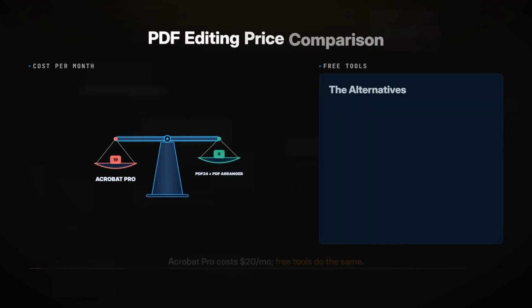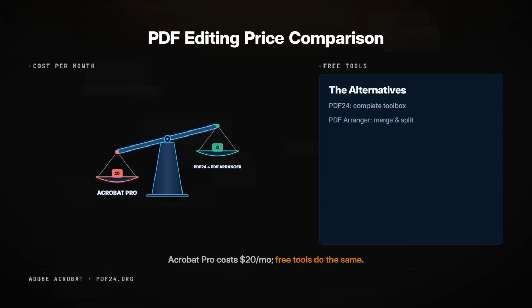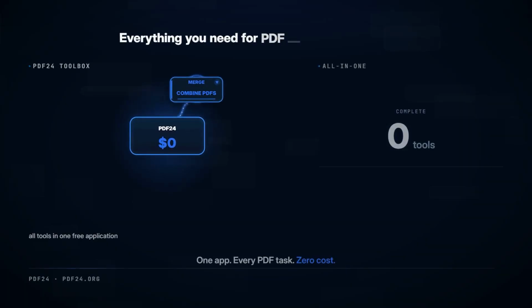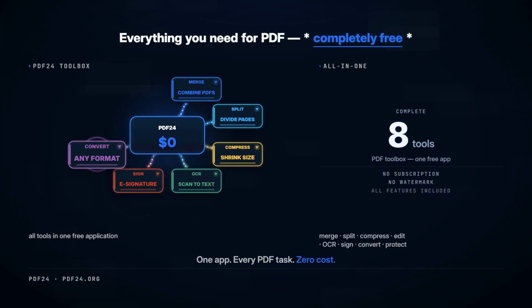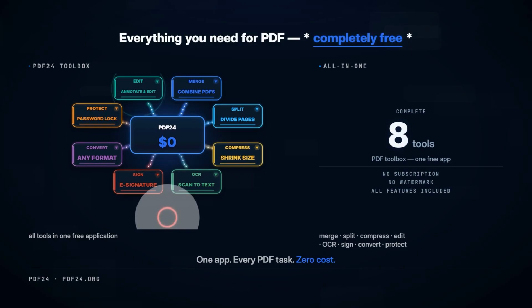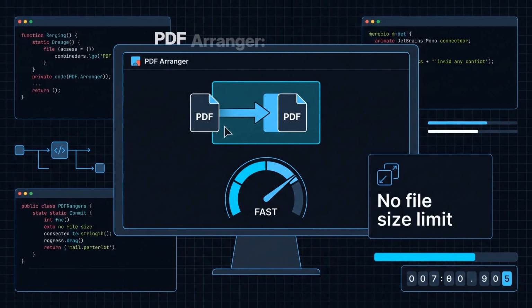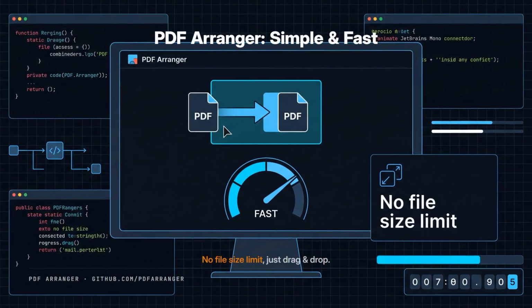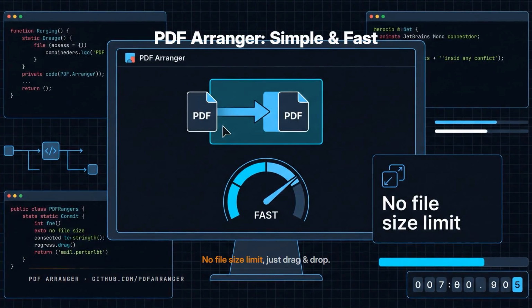Adobe Acrobat Pro is $20 a month just to edit PDFs. PDF24 and PDF Arranger do the same thing for free, no subscription. PDF24 is a complete PDF toolbox. Merge, split, compress, edit, OCR, sign, convert, and password protect, all in one free application. PDF Arranger does one thing: merge and split PDFs. Drag and drop. It's faster than Acrobat for those 2 tasks, and there's no file size limit.